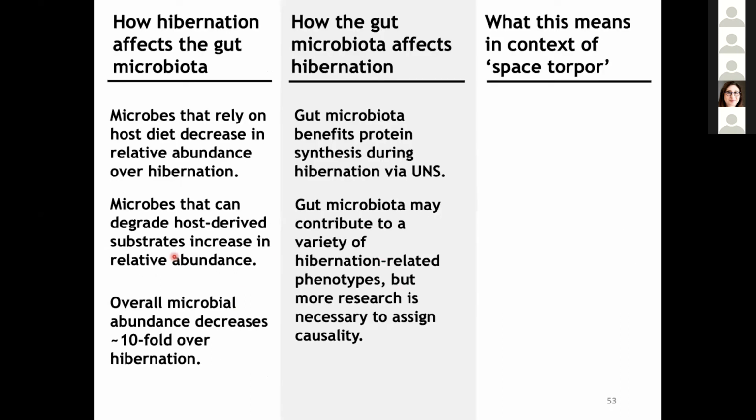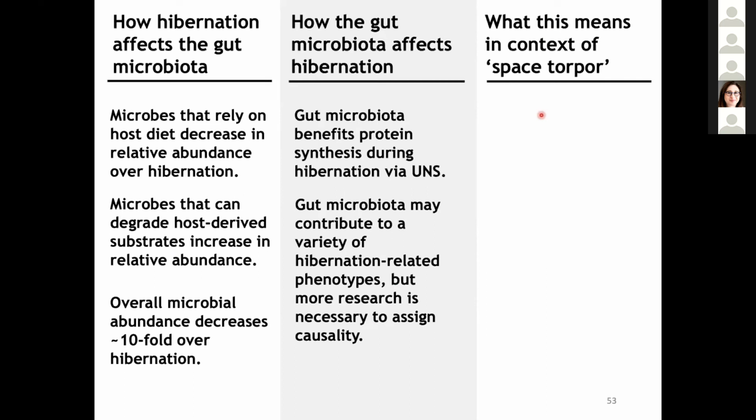So to summarize this part of the talk, we can see that the gut microbiota benefits protein synthesis during hibernation via this urea nitrogen salvage mechanism. And it may affect other hibernation-related phenotypes too, but a lot of additional work needs to be done to assign any causality to these potential links. So this brings us to the third part of the talk, which is what all of this means in the context of synthetic torpor application to human spaceflight.